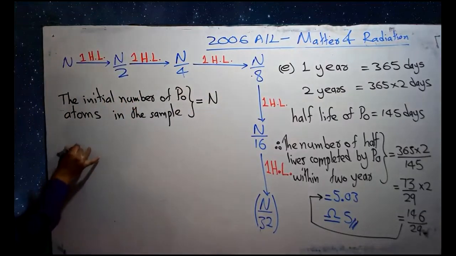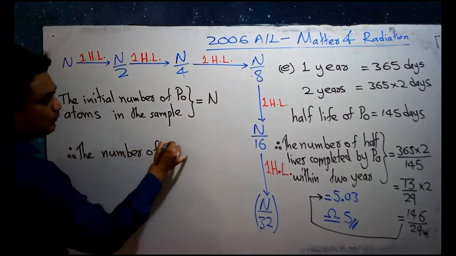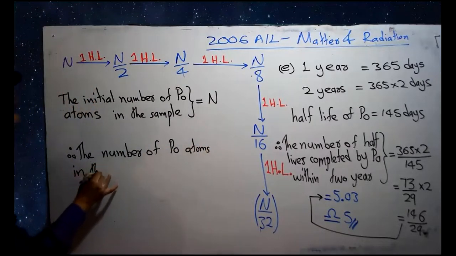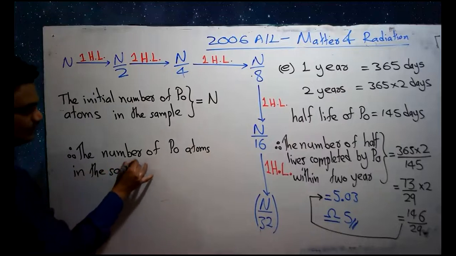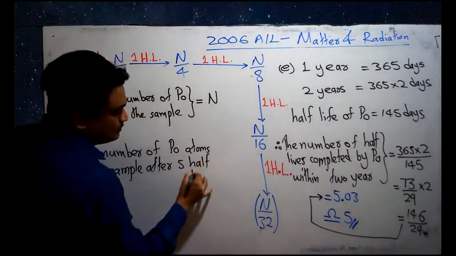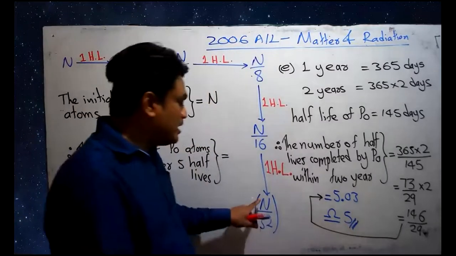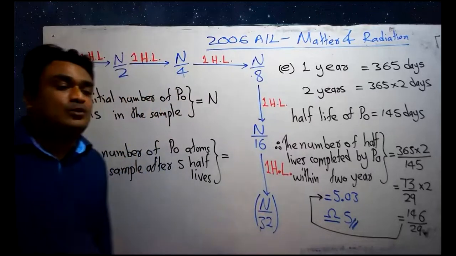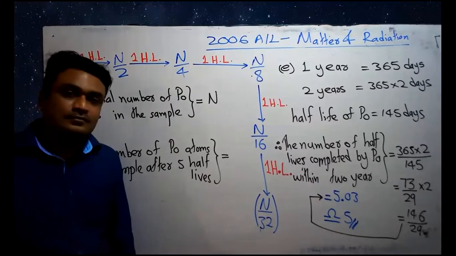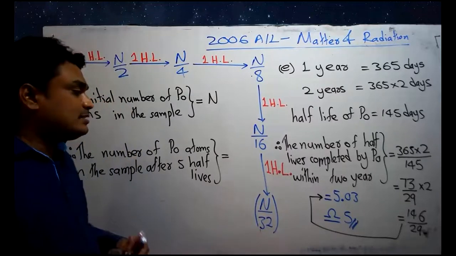Then what will be, therefore, the number of polonium atoms in the same sample after 5 half-lives? That's an equation to find this. What is the equation here? That's the equation to find directly N over 32. Somebody please tell me here. E to the power minus lambda t dot N. No dear, that's a very simple equation.